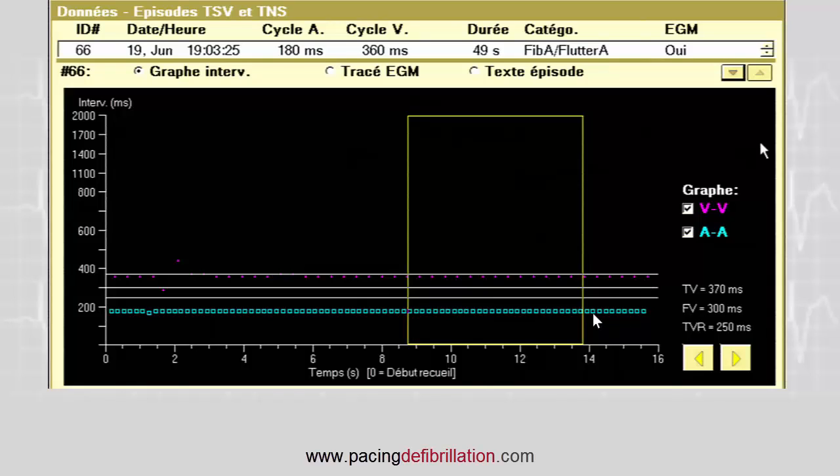First, are these signals real, or is there far-field R-wave oversensing on the atrial channel? If these signals are real, is this a dual tachycardia, so atrial tachycardia plus ventricular tachycardia, or is this a conducted atrial tachycardia or atrial flutter with a ratio 2:1?